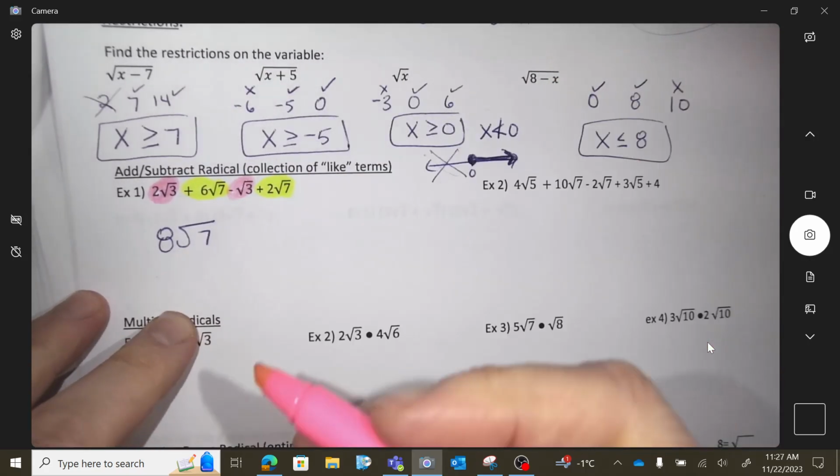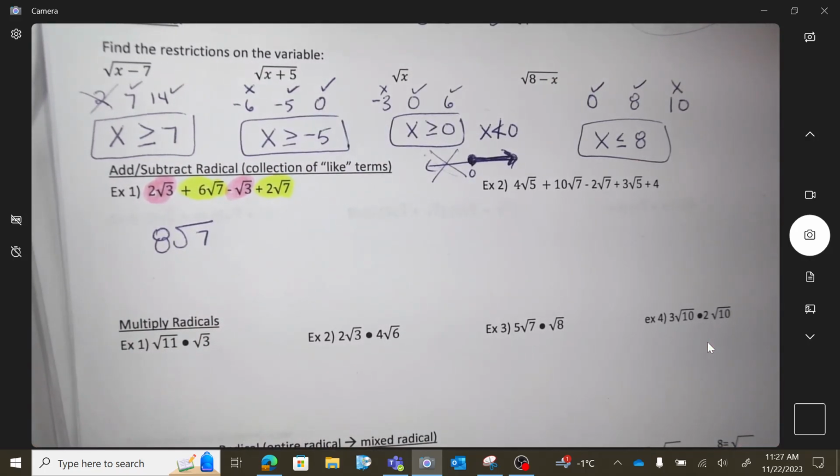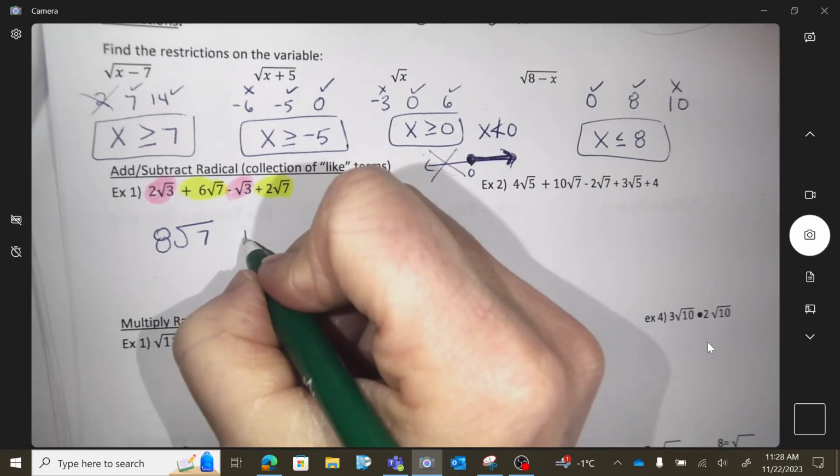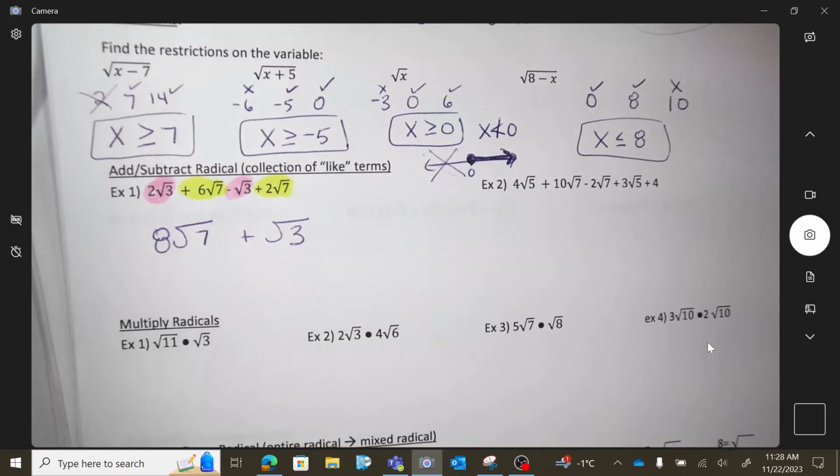Those have root 3's, those have root 3's. So if I have 2 root 3's and I take away a root 3, then I have just 1 root 3 left.